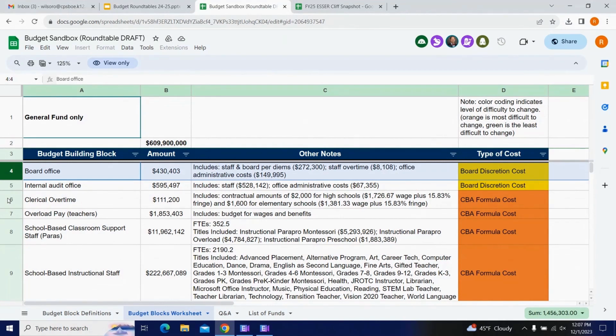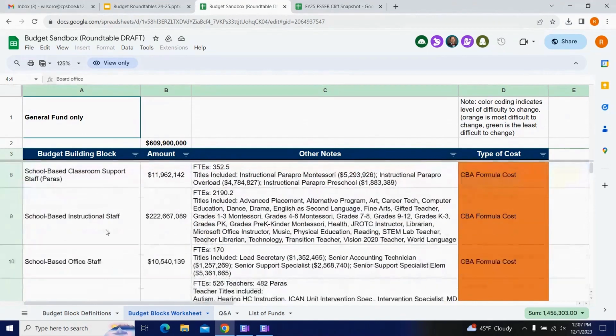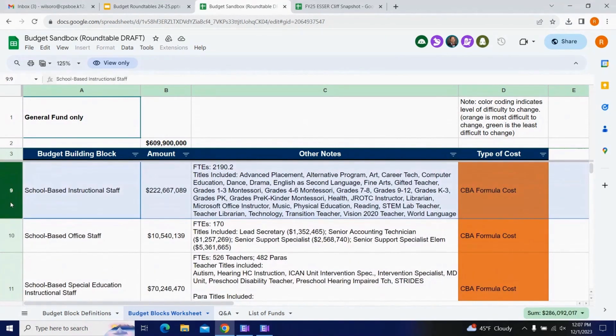If you'll scroll down some, Rob, let's look at school-based instructional staff. We see that's a giant number, $222 million, as we would expect it to be, because that's most of what we do, which is supporting students in the classroom. You see all of the titles, vast majority teacher titles, associated with that $222 million. That is a CBA formula cost, so it is red, which means we can't change what goes into that calculation without negotiating something different.